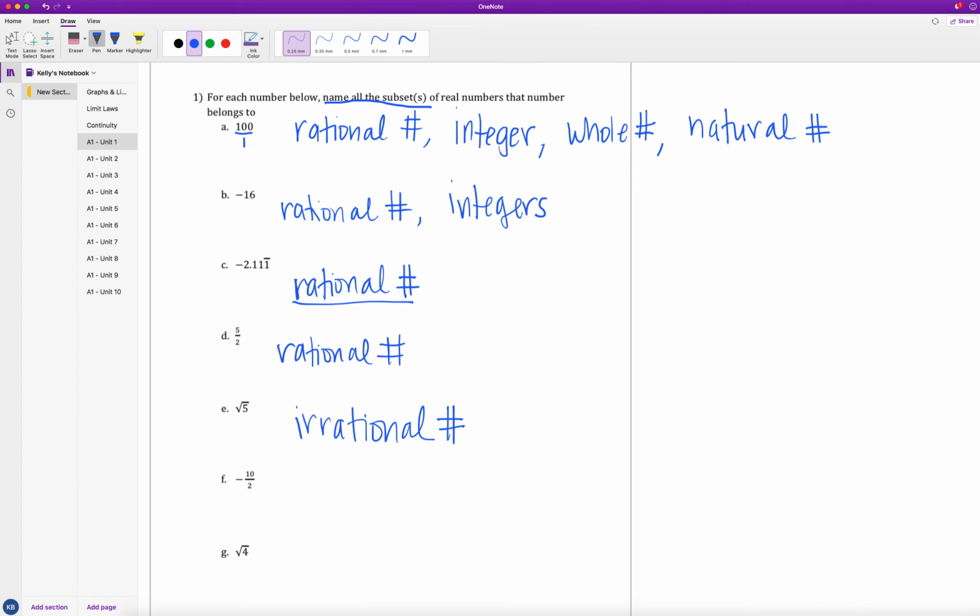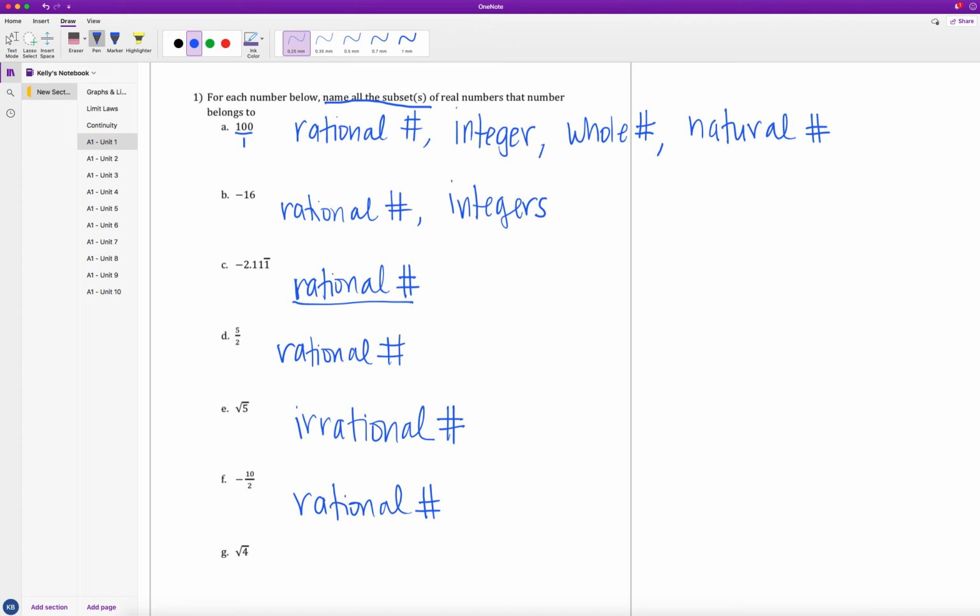Okay, let's look at F. Why don't you guys pause the video and decide what F is? Is it rational or is it irrational? And then come up with all the subsets that it might be. Okay, let's check F. So F is written as a fraction, so it is a rational number. And it's really tempting to want to say, well, that's all it is. If I go back to D, I had a fraction which was 5 halves, and we said it was a rational number, and we didn't list anything else.